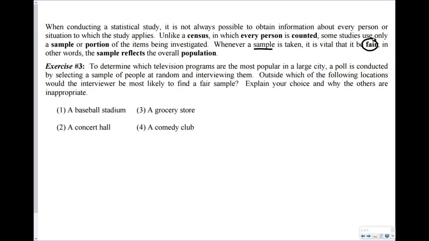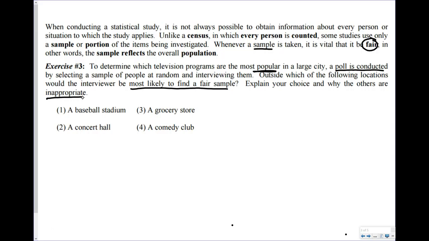So example 3 says, to determine which television programs are the most popular in a large city, a poll is conducted. So someone's going around and asking people what their favorite TV shows are. Okay? Outside which of the following locations would the interviewer be most likely to find a fair sample? Explain your choice and why the others are inappropriate. So let's say here are the 4 places that you're going to go to survey what people's favorite TV shows are.